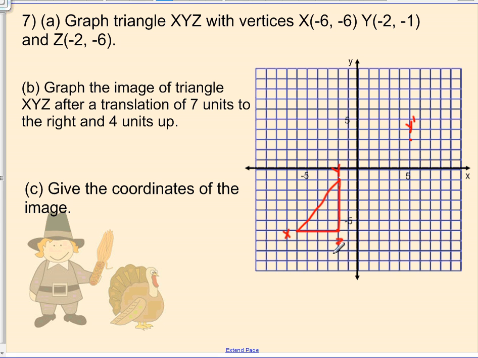All right, next I'm going to take my X and I'm going to go 1, 2, 3, 4, 5, 6, 7, and I'm going to go up 4. So 1, 2, 3, 4. So that's my X prime. And last but not least, my Z. I'm going to go 1, 2, 3, 4, 5, 6, 7, and up 4. 1, 2, 3, 4.